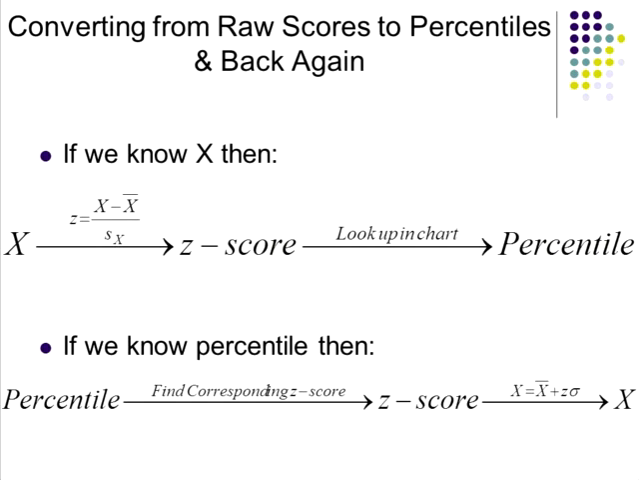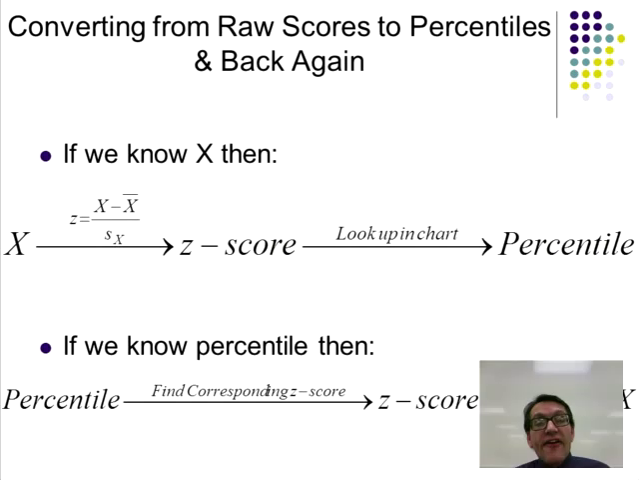You go down to the bottom far right, x equals x bar plus z times sigma. Okay, and so guess what? We talked about that one as well. So here's the deal. If I know a raw score, I can convert it to a z-score, and if I have a z-score, I can take that z-score, look it up in a table, and we're going to be learning how, and bring a percentile out. Awesome. But this works in the other direction as well.